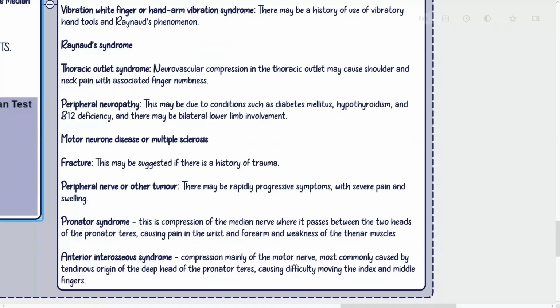Fracture. This may be suggested if there is a history of trauma. Peripheral nerve or other tumor. There may be rapidly progressive symptoms, with severe pain and swelling. Pronator syndrome. This is compression of the median nerve where it passes between the two heads of the pronator teres, causing pain in the wrist and forearm and weakness of the thenar muscles.